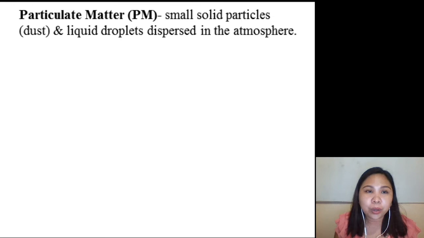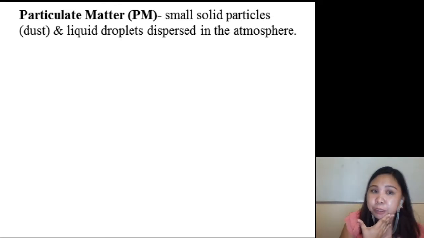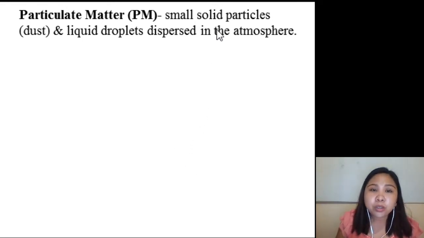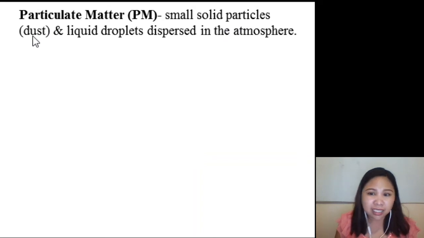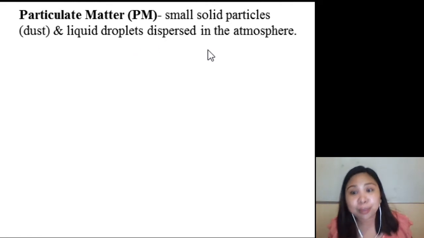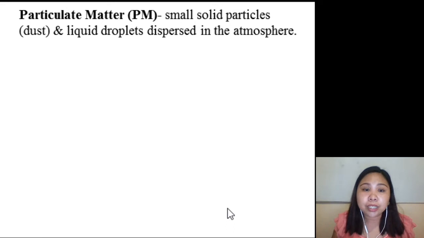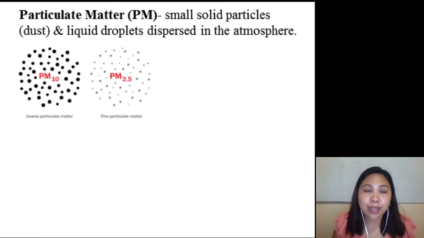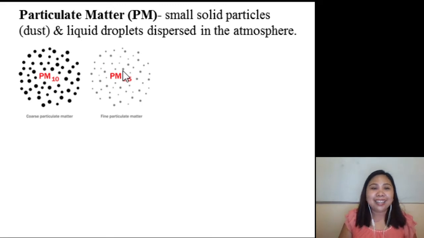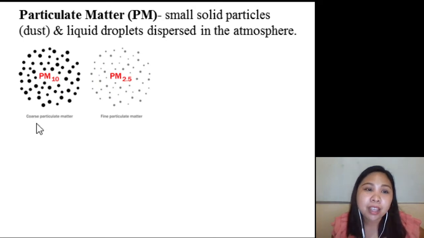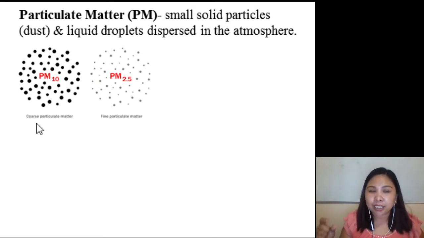So, another type of primary pollutants, ito na nga po, yung particulate matter. These are small solid particles or mas kilalang dust, mga alikabok, and liquid droplets that are dispersed in the atmosphere. Kaya nga po siya tinawag na particulate matter. Mga maliliit silang particles na na-disperse in the atmosphere. Okay, so eto nga yung sinabi ko kanina, this is not the PM1, PM2 sa Mang Inasal, pero ito po yung PM10.